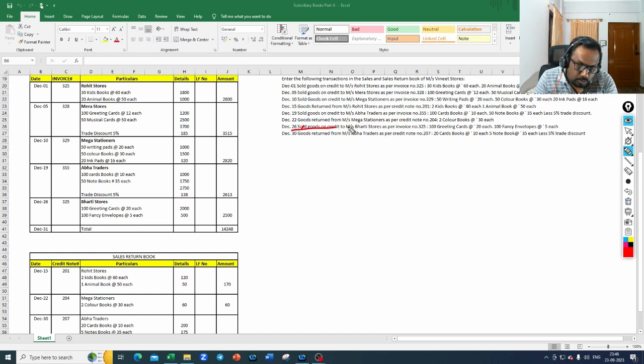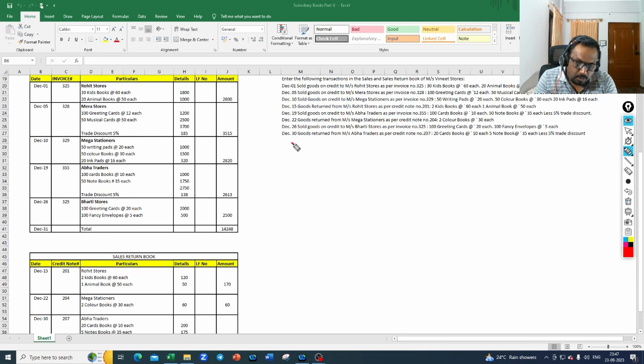Next one. Goods sold on credit to Bharati Stores as per invoice number 325: 100 greeting cards at 20 rupees each, 100 fancy envelopes at 5 rupees each. So this is on December 26th. So here Bharati Stores, 100 greeting cards at 20 rupees, 2,000, 100 fancy envelopes at 5 rupees each, 100 into 5, 500, it is coming to 2,500. So that has been recorded.